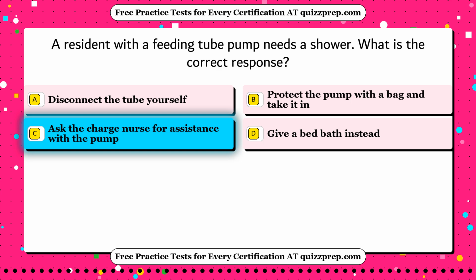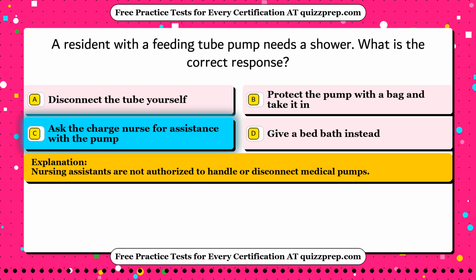The correct answer is option C, ask the charge nurse for assistance with the pump. Nursing assistants are not authorized to handle or disconnect medical pumps.